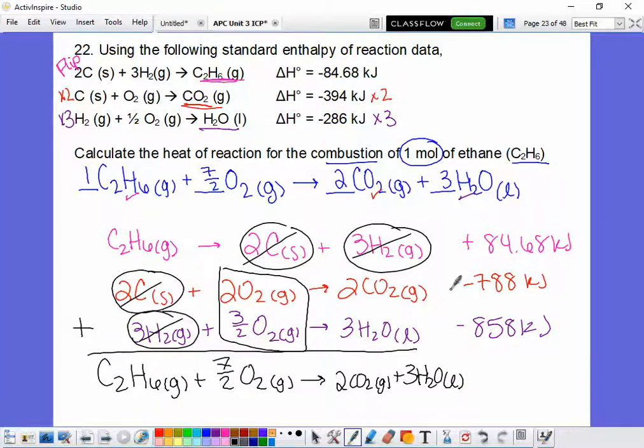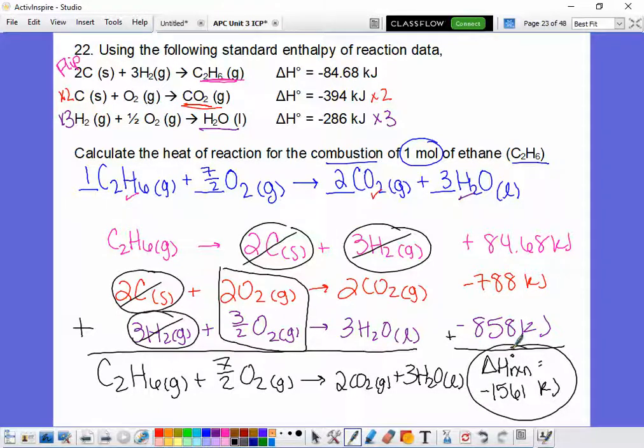So for my delta H's, I'm just going to add up these three values. And that's going to be the delta H of reaction for this combustion. Now, what did I say combustion reactions typically are? Remember, combustion reactions are very exothermic. So you should end up getting a negative delta H for this reaction. What do you get? We'll just go to a whole number. Kilojoules. Negative 1,561 kilojoules.